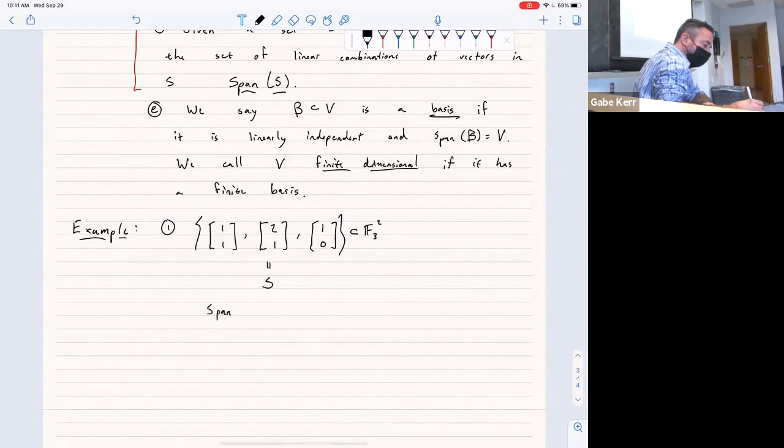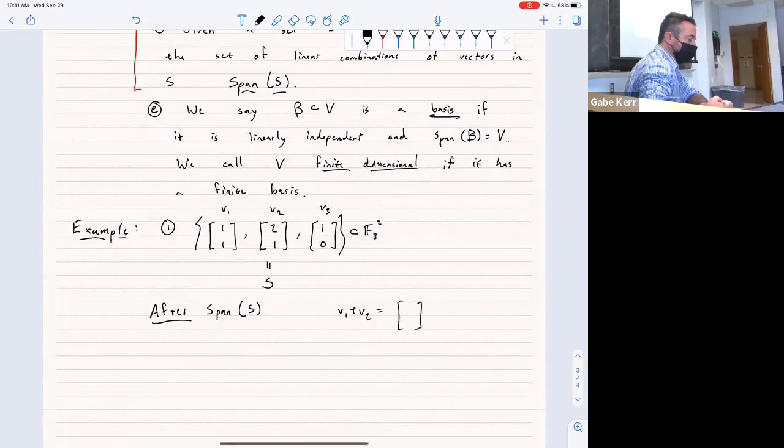What do people think? What's V1? What happens if I add V1 and V2? That's a linear combination. What is it? So I'm after this. What's V1 plus V2? 0, 2. What's 2 times V1 plus V2? 1. Right? 2 times 2 is 4. Mod 3 is 1. Good.